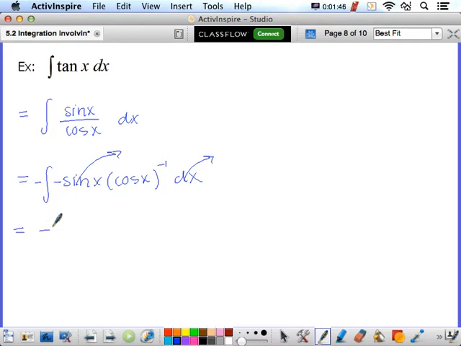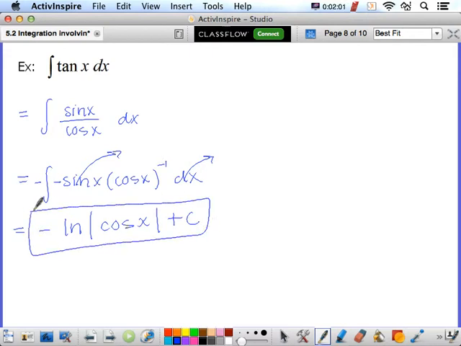And anytime we have a parentheses to a negative 1 power, it integrates up to what? Natural log. So we have the negative natural log of the absolute value of cosine of x plus c. So that's how we get that problem. So let's pause and see if we have any questions, and then I'm going to have you do one very similar.